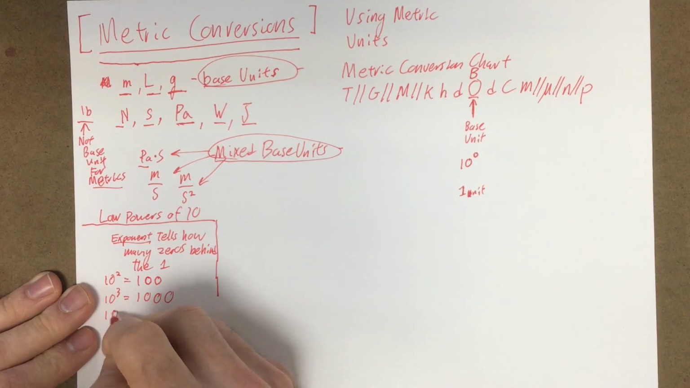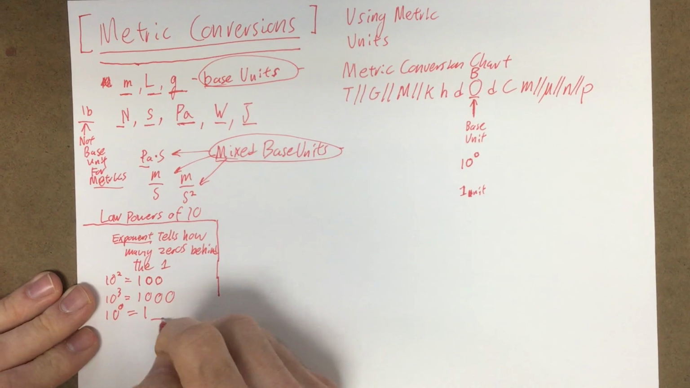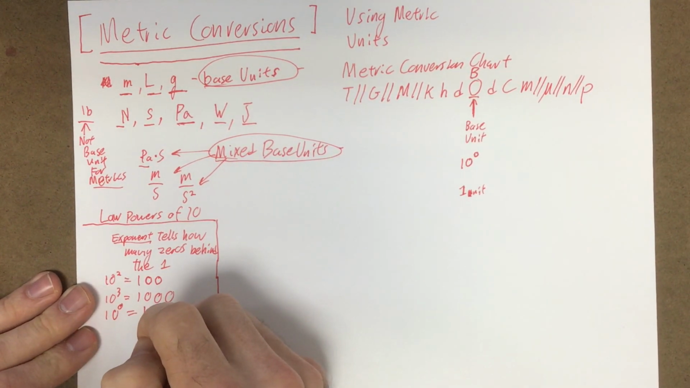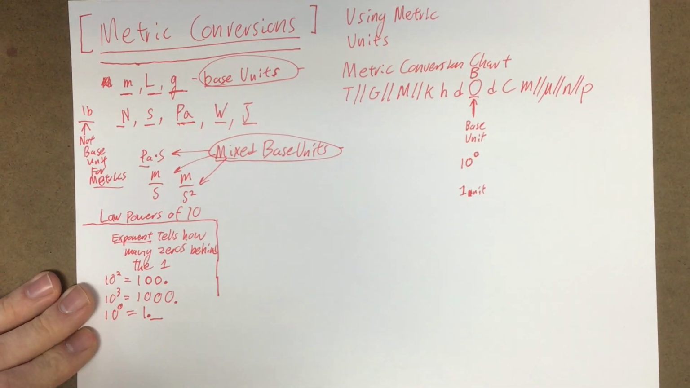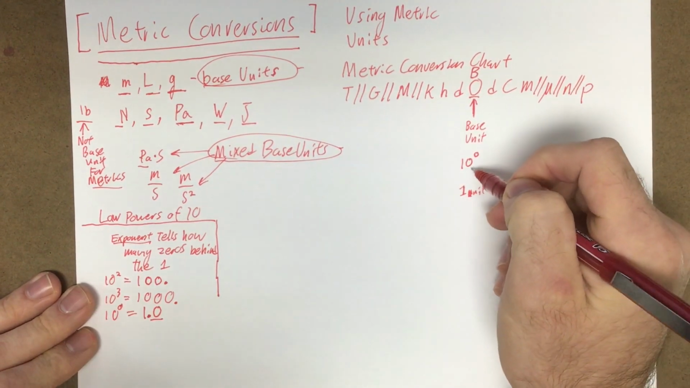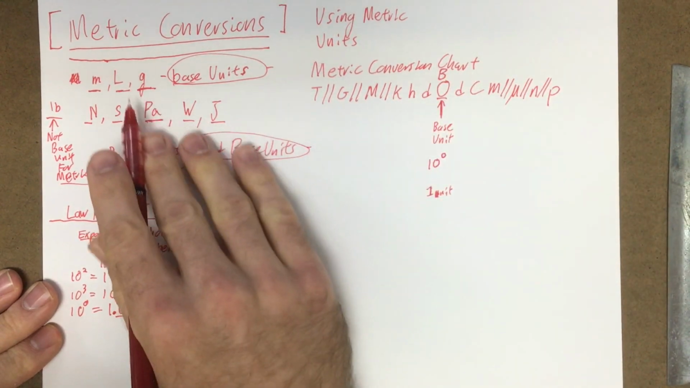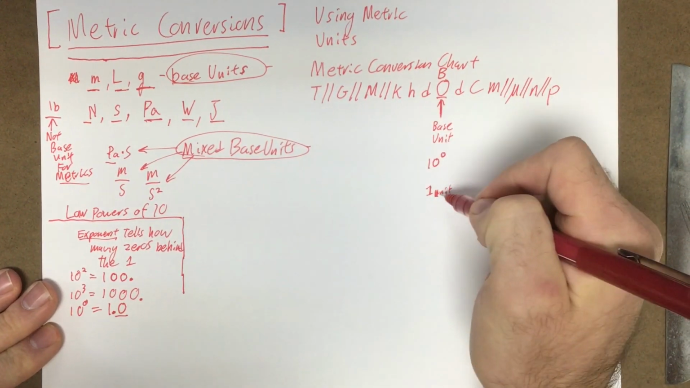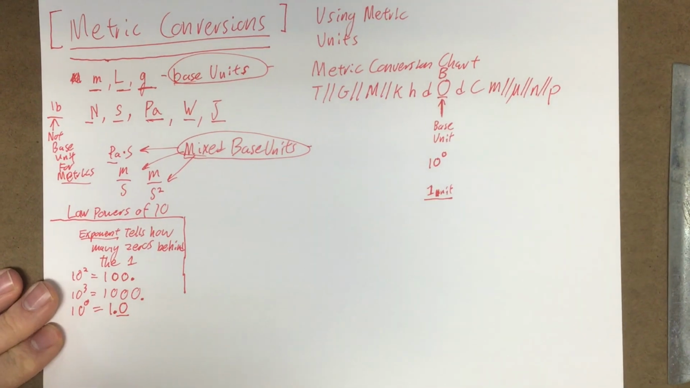Now, this is where some people get tricked, okay? If I have a 0, how many zeros am I going to have behind my 1? None, okay? So I'm just going to have a 1 there, okay? And now my decimal point goes there, okay? We always have an imaginary decimal point behind any whole number, okay? So now we know why our base unit has this O right here. It's because we're talking about it being 1 unit, because 10 to the 0 power is 1 unit.